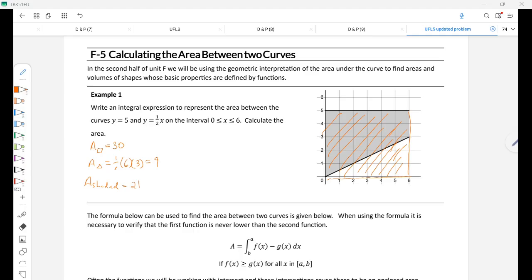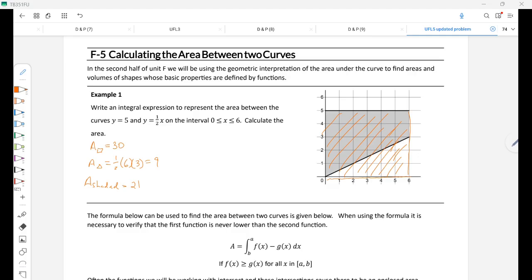Had we done it the first way, we just would have done 12 plus 9, because the white triangle would be the same as the shaded triangle, how I had it drawn before. Same result. When we do the calculus, we're going to get the same result. 3 ways to do the problem.